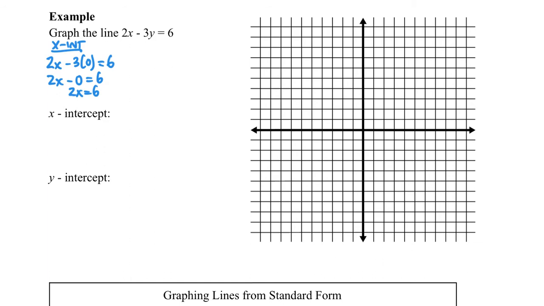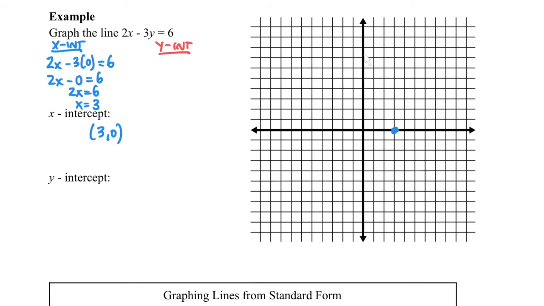And now I can solve this equation for x, which essentially means divide both sides by 2, and I can get x equals 3. So that means that my x-intercept is (3, 0), and I can plot that on the graph. Now I'm going to do the exact same thing for the y-intercept.